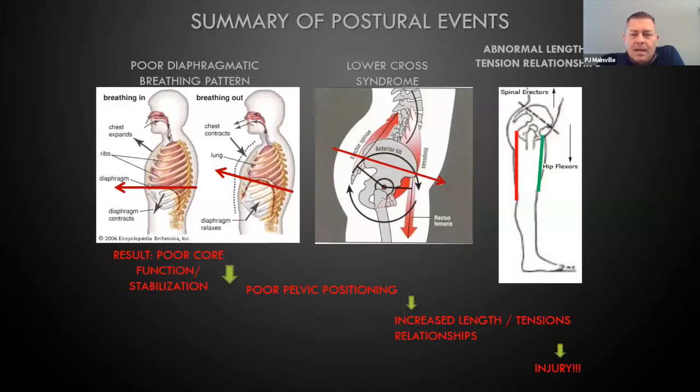So a summary of the lower extremity: the elevated rib cage and anteriorly positioned pelvis are the catalyst for the disproportionate length tension relationships of the hamstring and quadriceps. Essentially, the poor core function or stabilization leads to poor pelvic positioning. The increased length tension relationships are then seen in the hamstrings and quadriceps, and ultimately this positional length of the hamstring leads to injury.